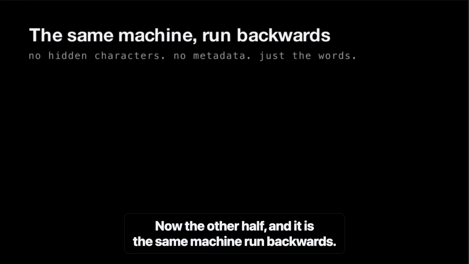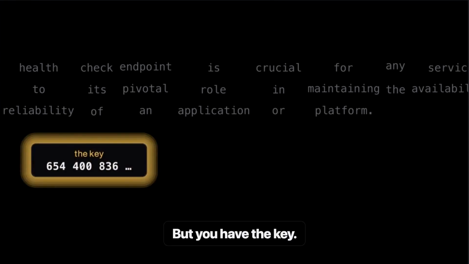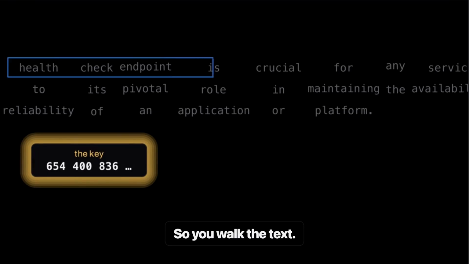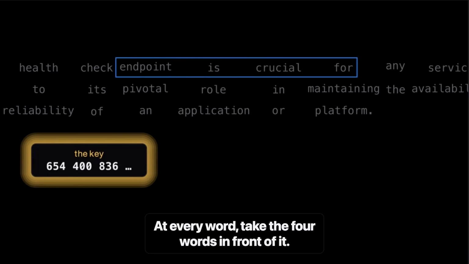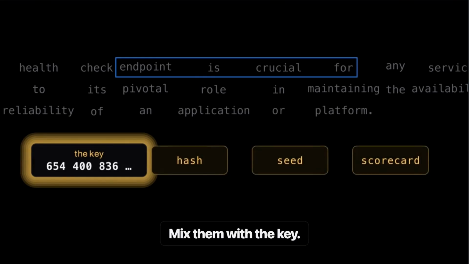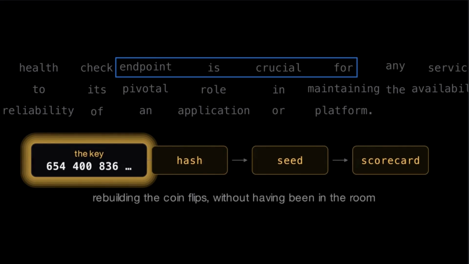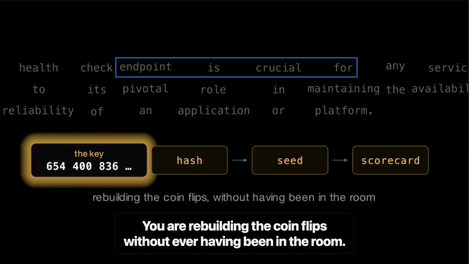Now the other half. And it is the same machine run backwards. You have a paragraph and nothing else. No hidden characters, no metadata, we checked at the start. But you have the key. So you walk the text and at every word, take the 4 words in front of it. Mix them with the key, same hash, same seed, same scorecard. You are rebuilding the coin flips without ever having been in the room.